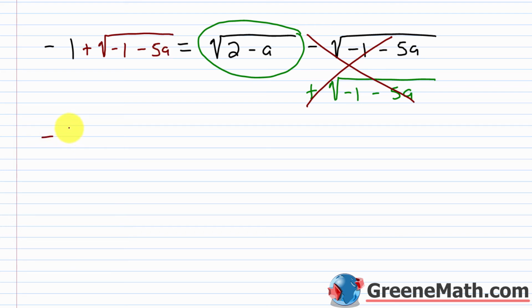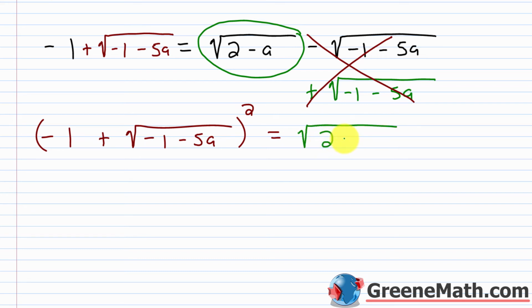So I'll have -1 plus the square root of -1 minus 5a, and I'm going to square this guy. And then this is equal to the square root of 2 minus a, and I'm going to square this guy. Now, we know at this point that this would cancel with this, and I'm left with this. So I'm going to put equals 2 minus a over here.